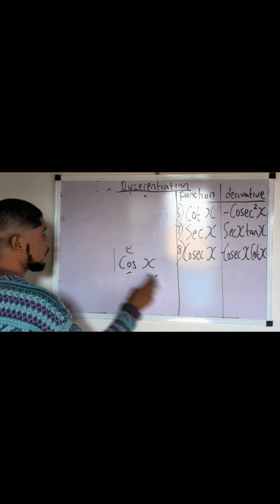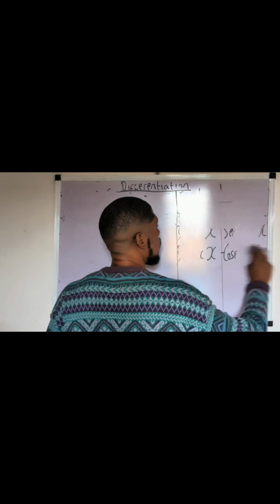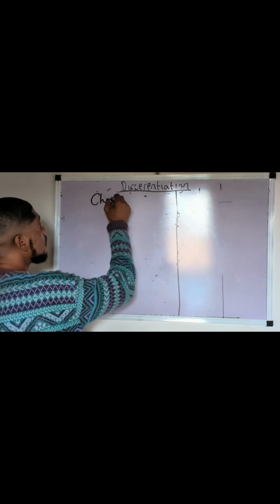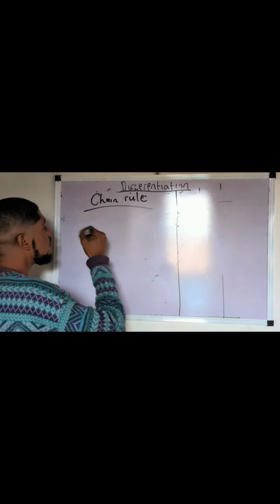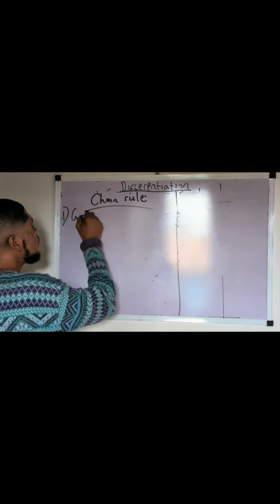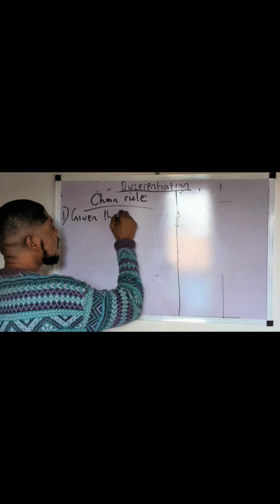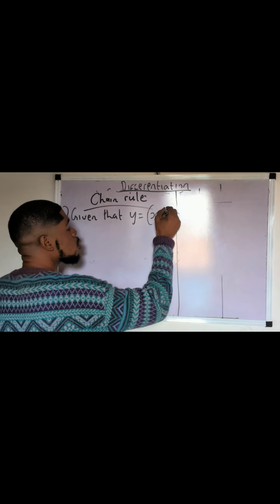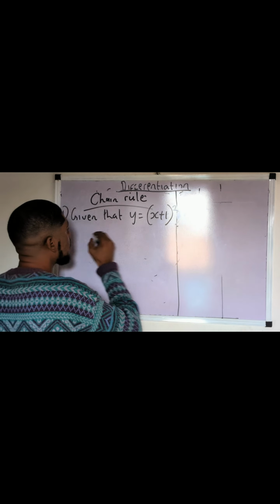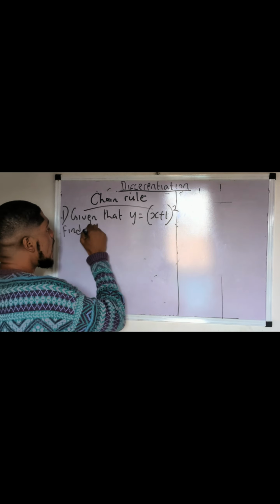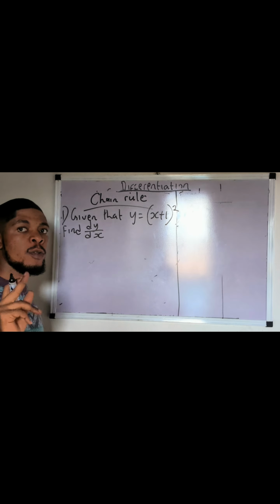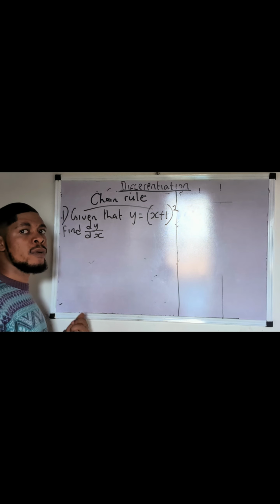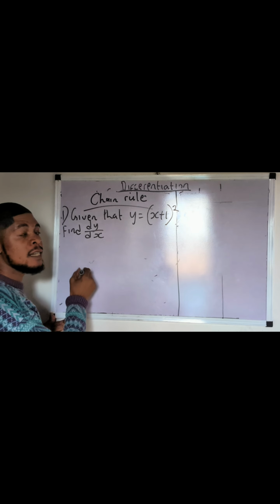Chain rule. Now they can give us a question like this. Given that y is equal to bracket x plus 1 all raised to power 2, find dy/dx. Now don't forget our formula for chain rule. Before solving, make sure you bring back the formula.